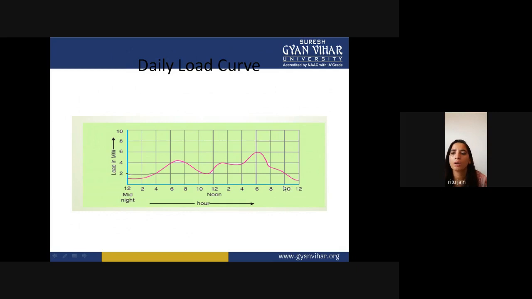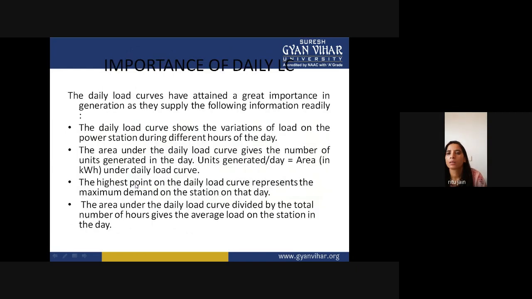So this is your daily load curve, in which you can see the load variation hour to hour in a day. Okay. Now, the importance of the daily load curve. The daily load curve has attained a great importance in generation. Actually, if we don't know what our demand is, we will not be able to set up any power plant. These are some important points which we can find out from our daily load curve. The daily load curve has attained a great importance in generation as it supplies the following information.